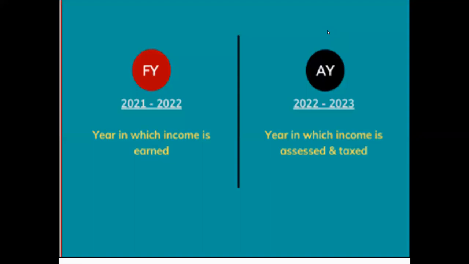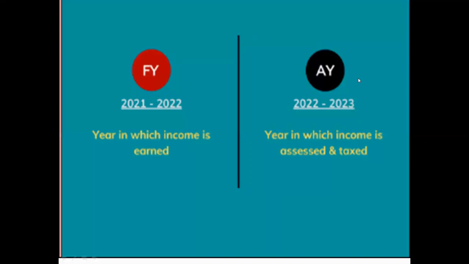This is an example. Previous year 21-22 is the financial year. The next financial year is the assessment year. 22-23 is the assessment year, and 21-22 is the previous year. The previous year will start on the first of April 2021 and end on 31st March 2022. The assessment year will start on 1st April 2022.